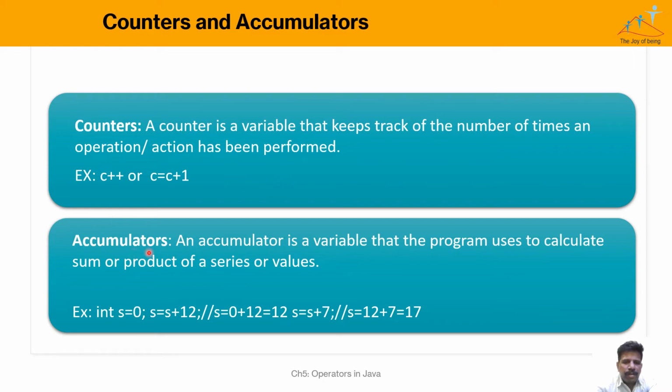And next, accumulator. An accumulator is a variable that the program uses to calculate the sum or product of a series of values. It is a variable which will be accumulating the sum of the terms in the series. Initially we make it 0, sum is equal to 0, since the additive identity is 0. An expression like this, s is equal to s plus 2.